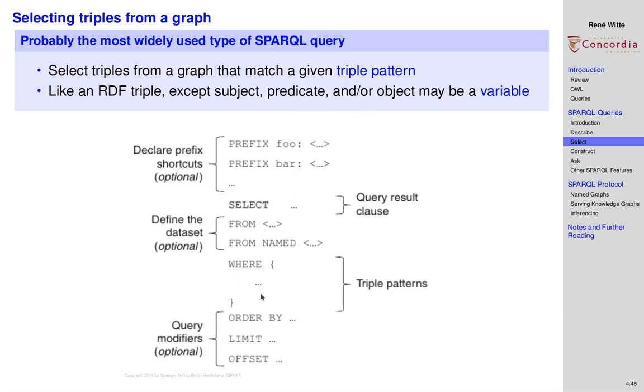So here you have a set of patterns, each pattern matching subject, predicate, object. And at the end, you have a period to show the next pattern. And then you can have a number of query modifiers. Some of them I'll talk about a bit later. For example, you can limit the number of results or order the results.